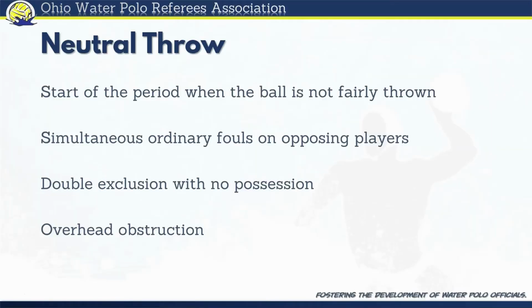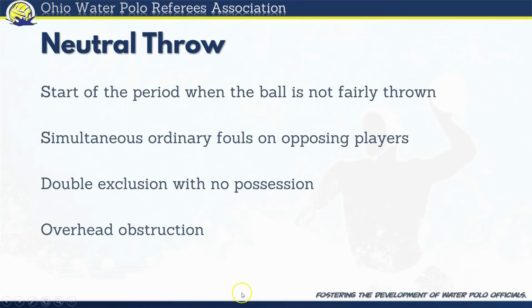Let's take a look at a neutral throw. I actually don't have a video of a neutral throw, but at the start of a period when the ball is not fairly thrown, let's say the ball goes to one side or the other, the referee would whistle a neutral throw. If there's simultaneous ordinary fouls on opposing players, that could result in one. If there's a double exclusion and no one has the ball, or if there's a double exclusion and one team has possession of the ball, we go 5-on-5 and that team retains possession with no new shot clock.